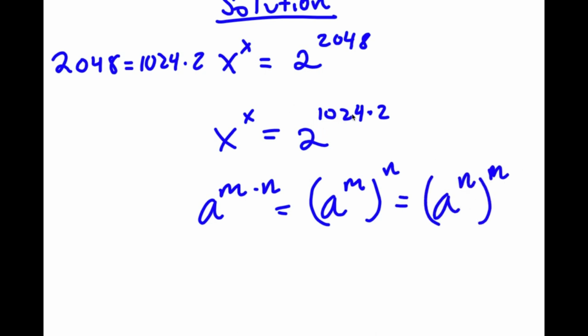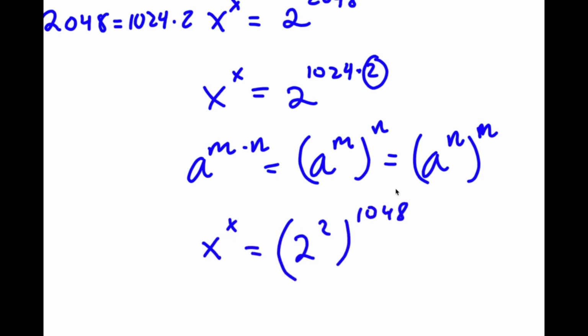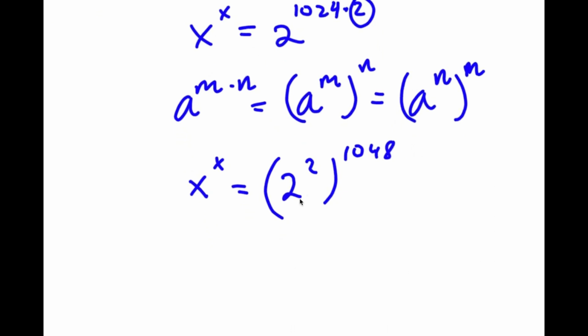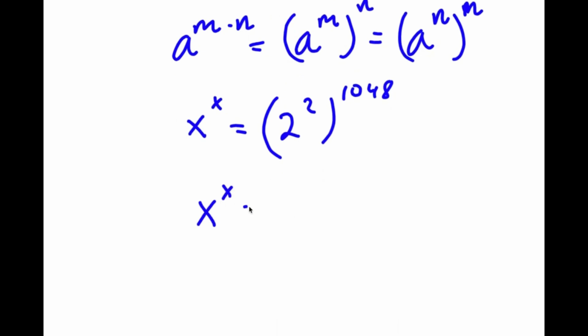So in this case, 2 to the power of 1024 times 2, I'm going to rewrite this as 2 to the power of 2 to the power of 1048. Now, as you all probably know, 2 to the power of 2, that's simply equal to 4. So now I have x to the power of x is equal to 4 to the power of 1048.